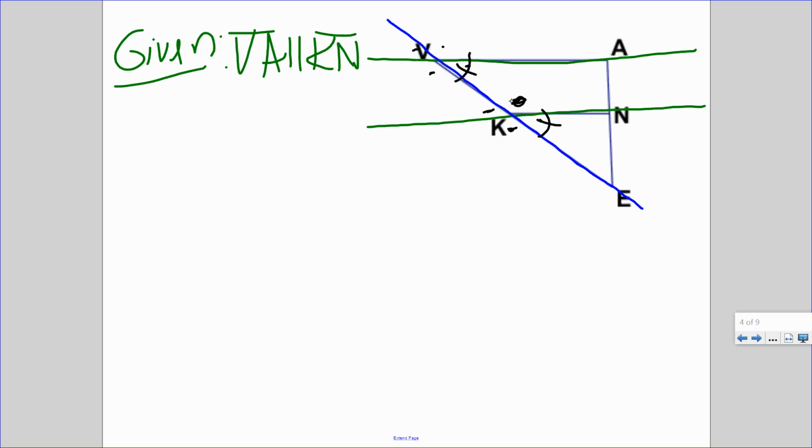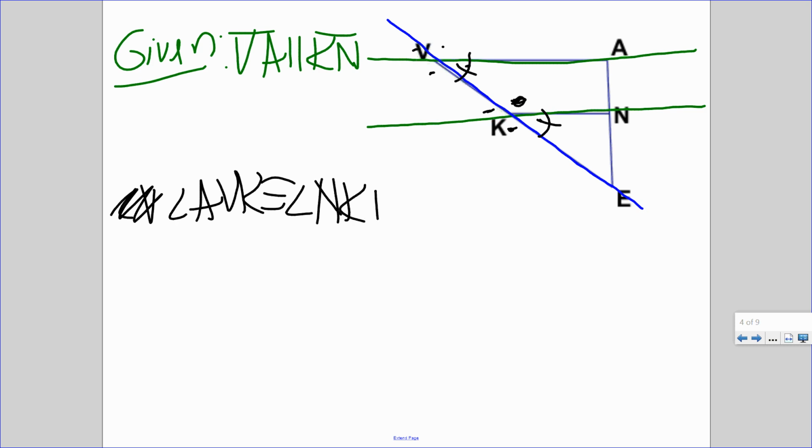So my conclusion is going to be angle AVK is congruent to angle NKE. And now my reason.